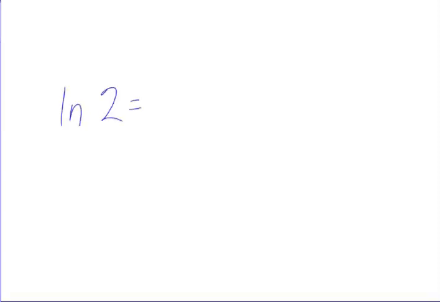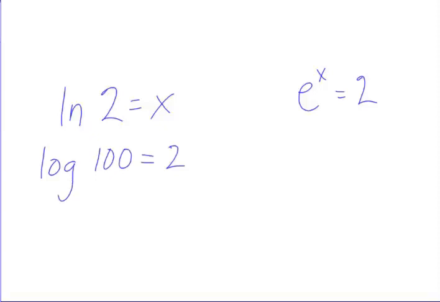So I have ln 2 equals x. How would we rewrite that? e to the x power equals 2. Log 100 equals 2. How would I rewrite that? Right, so just seeing it with some actual numbers in there helps.